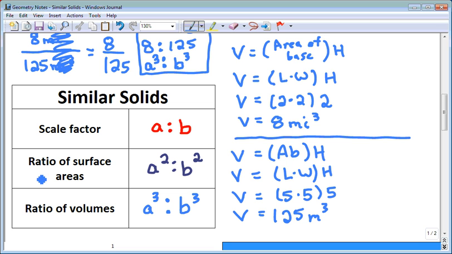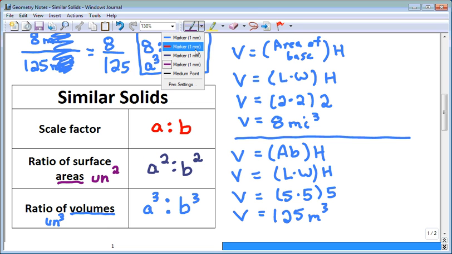And just one last point that I want to make. These exponents should make sense because when we're dealing with volume, we're dealing with units cubed, 3 dimensions. When we're dealing with surface area, we're dealing with areas, units squared, 2 dimensions. When we're dealing with scale factors, we're dealing with just units, 1 dimension. Hopefully this helps you.